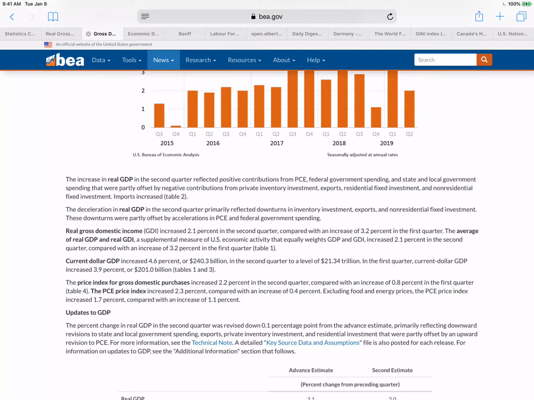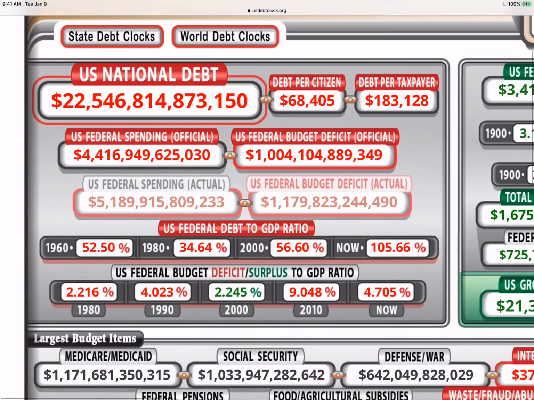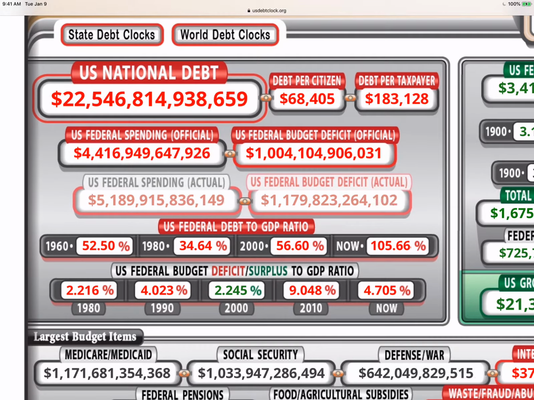21.34 trillion. So in fact, the debt is more than the GDP, almost up to 105%. And in fact, you can see right here, it says 105.66 is the US debt to GDP ratio.